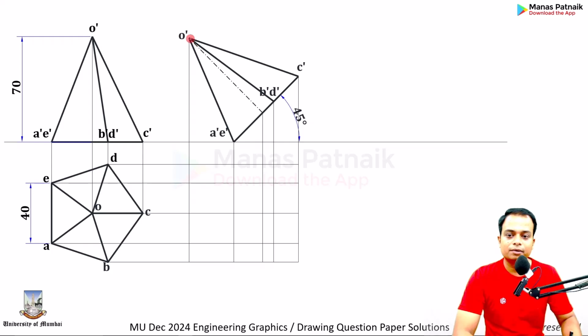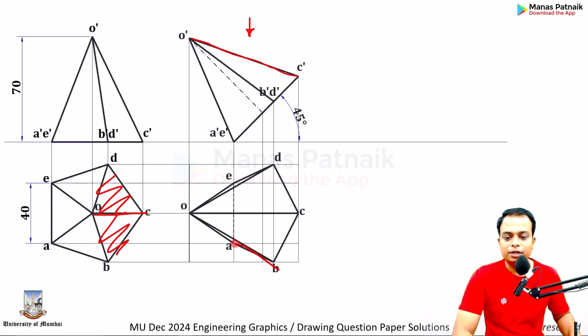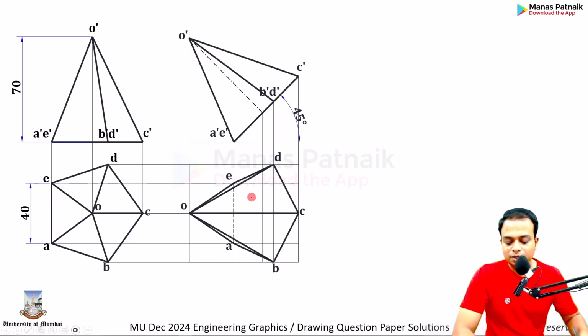How does it look like? Sir, O dash, C dash, since we are viewing it from the top, this edge is clearly visible to us. Clearly visible to us. In fact, this triangular face also will be visible to us. So BOC, COD, BOC, COD will be clearly visible to us, which you can see.